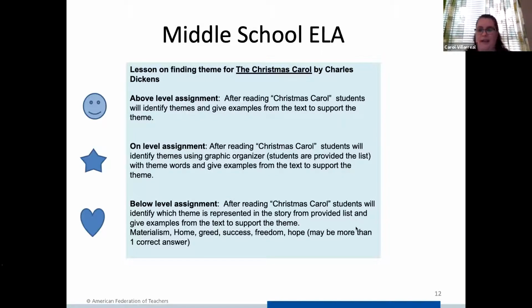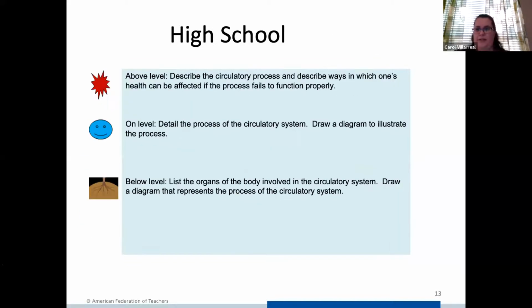So let's go ahead and take a look at a science example for high school. Again, we've got a little star, we have a smiley face, and then we have, I'm not sure what that picture is, a picture of something. I think they're roots. Is it roots? So then again, I would not put above level, on level, or below level, just give them the icon.